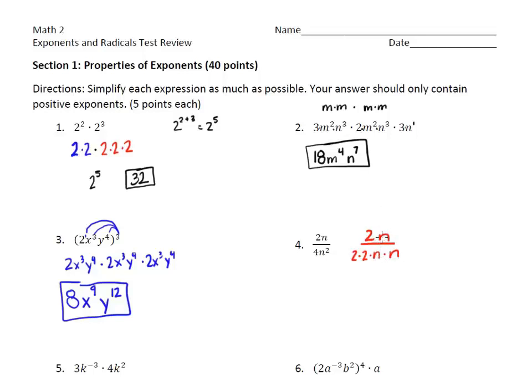But what is n divided by n? It's just equal to 1. Something divided by itself is equal to 1, so those cancel out. That's why they cancel out: it's turning into a multiplication by 1, and multiplying stuff by 1 doesn't matter. That's why we say they cancel out.